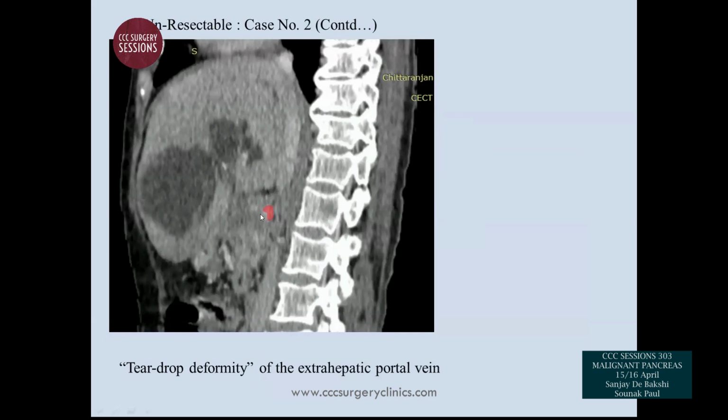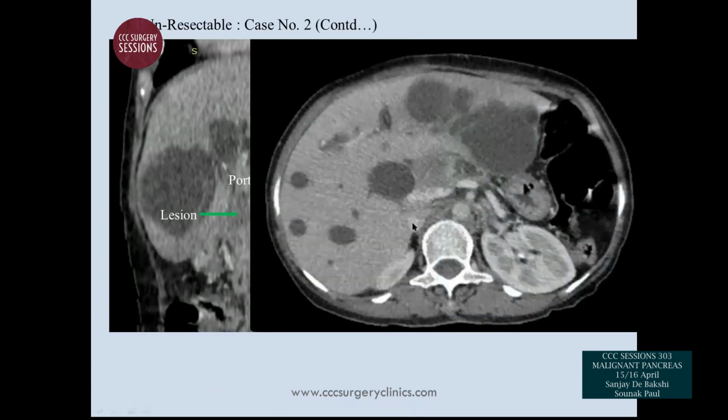extrahepatic portal vein, and there's a reverse teardrop appearance of the portal vein by the lesion in the head of pancreas anterior to it. This is another axial image of the same patient showing long segment contact of the lesion with the extrahepatic portal vein.